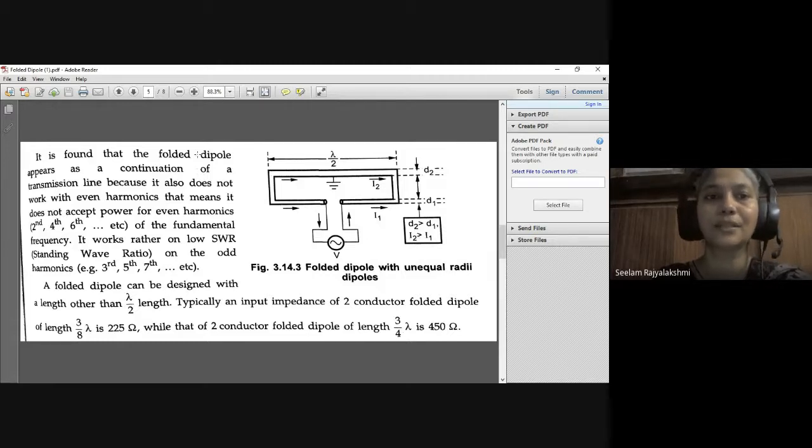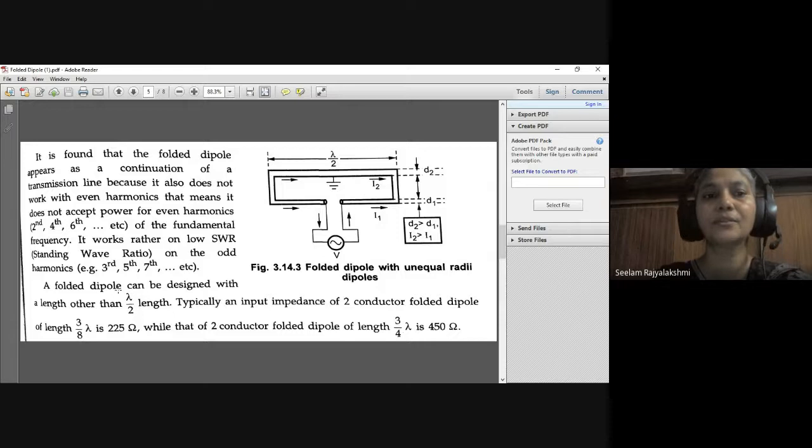So it is found that the folded dipole appears as a continuation of a transmission line because it also does not work with even harmonics. That means it does not accept power for the even harmonics, that is second, fourth, sixth, etc. of the fundamental frequency. It works on low standing wave ratio on the odd harmonics, that is third, fifth, seventh, etc.